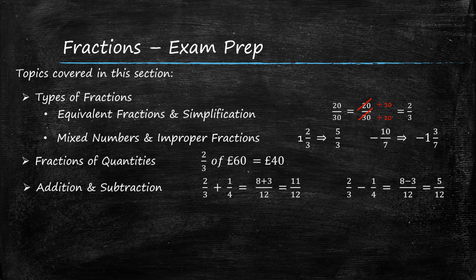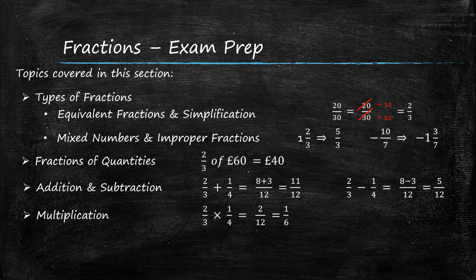And then we discussed addition and subtraction and how we can only add or subtract fractions if they have the same denominator. And when they don't have the same denominator, how we can find the LCD and convert the original fractions to equivalent fractions with the LCD as the new denominator, and then simply add and subtract.